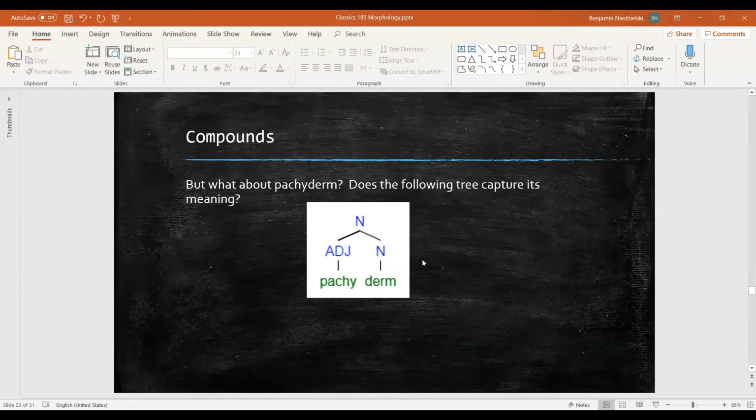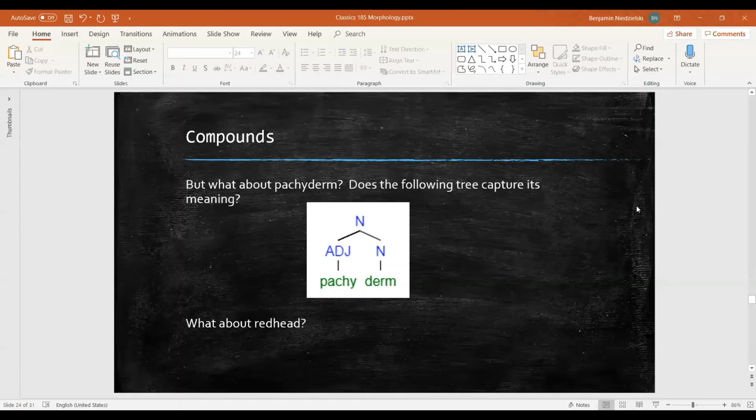Does this tree capture pachyderm and its meaning? Pachy, which means thick, is an adjective and gets attached to the noun derm. This gives us a noun. However, this should mean thick skin. But a pachyderm is something that has thick skin. There seems to be something missing here. A pachyderm does not refer to the skin, but to the possessor of the skin.